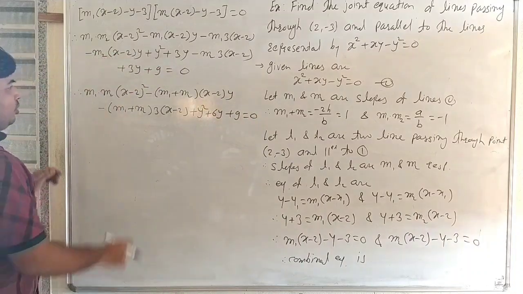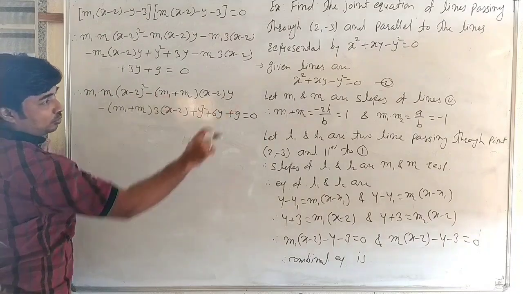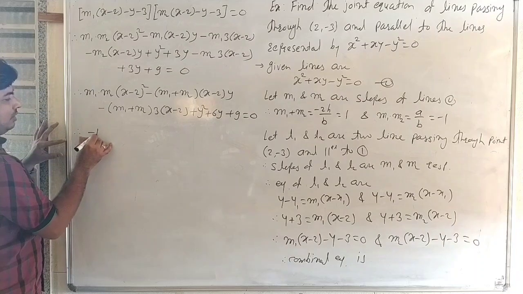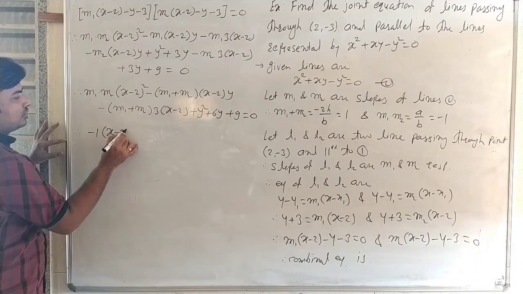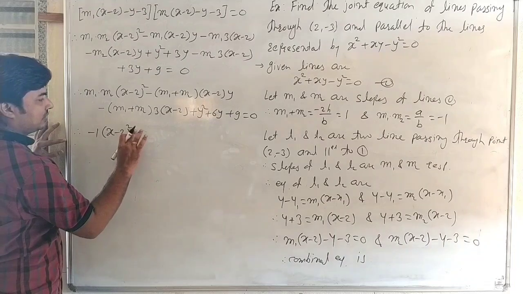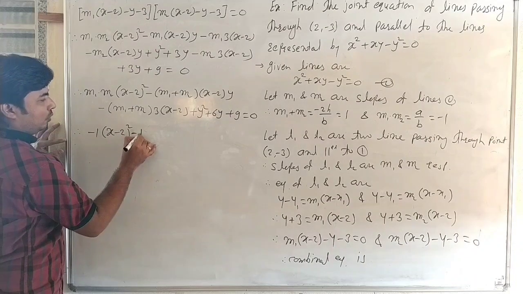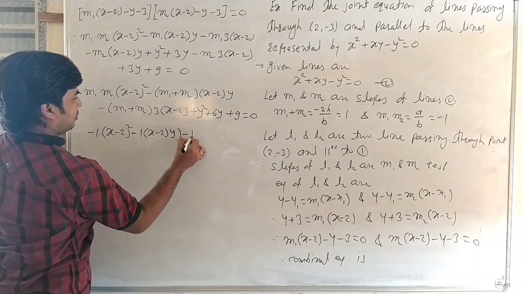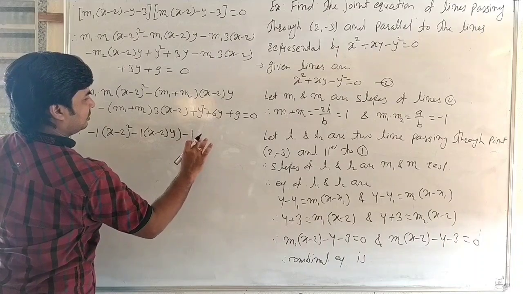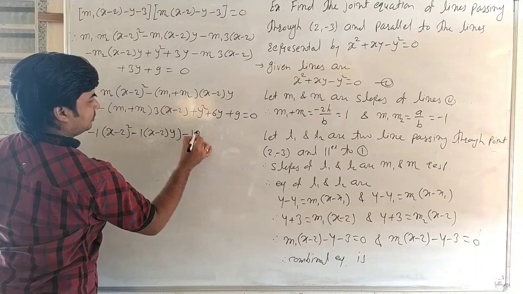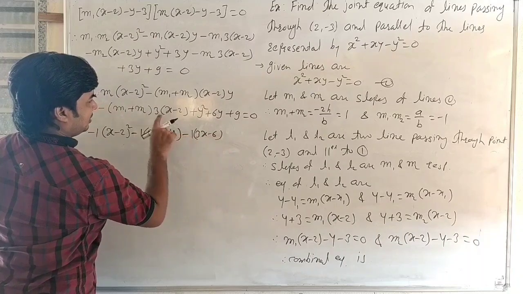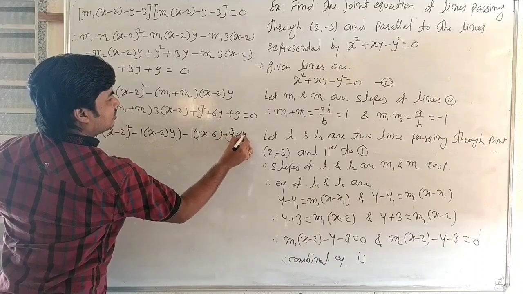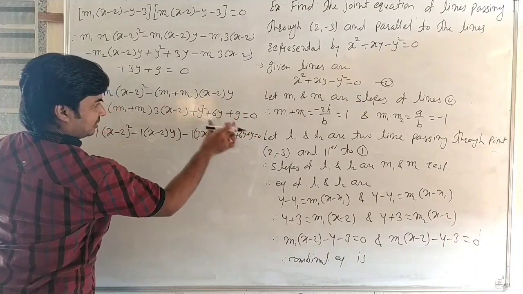It is 6y. Now put the value of m1 into m2 and m1 plus m2. m1 plus m2 it is 1 and m1 into m2 is equal to minus 1. Therefore we can write minus 1 into (x minus 2) square minus 1 into (x minus 2y) minus 1 into (3x minus 6), it is 3x minus 6, plus y square plus 6y plus 9 equal to 0, as it is. 3 terms as it is.